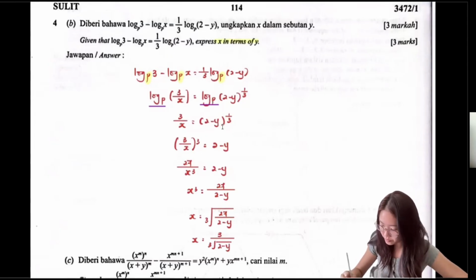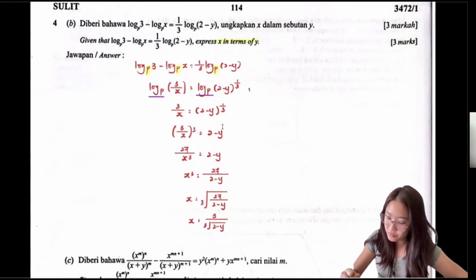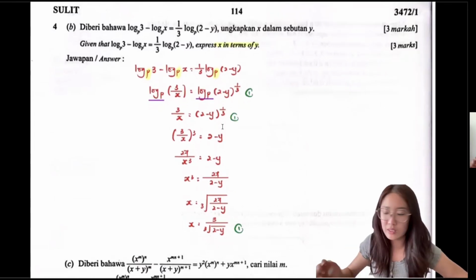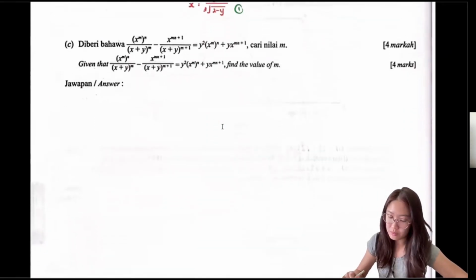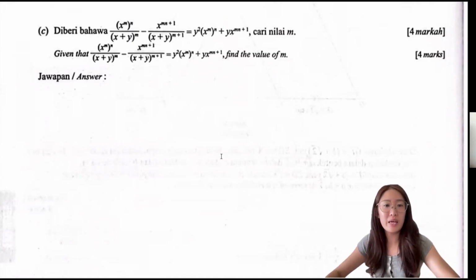And you're done. 3 marks from this question. 1 mark when you're merging. And the next one is removing the log and your final answer. 3 marks. This one also not difficult. Okay, what is difficult is at C. Okay, you have a lot of things here. Okay, let's do this slowly. Okay, patiently. This one will take you some time.